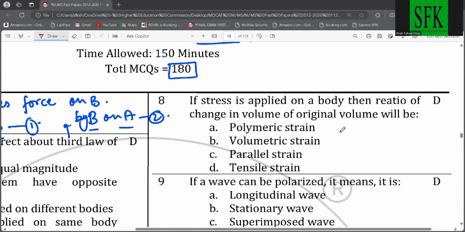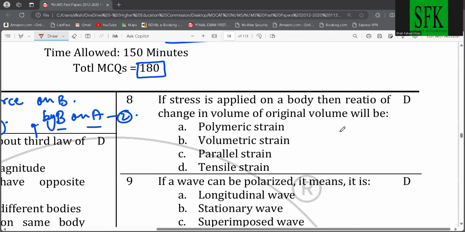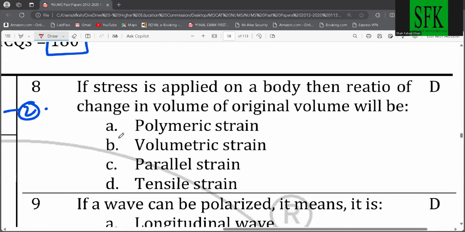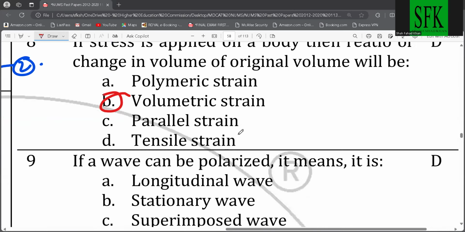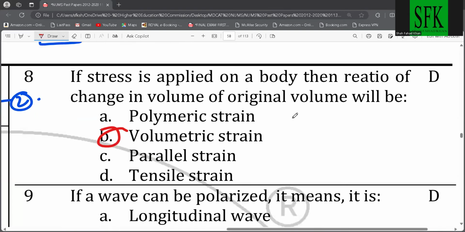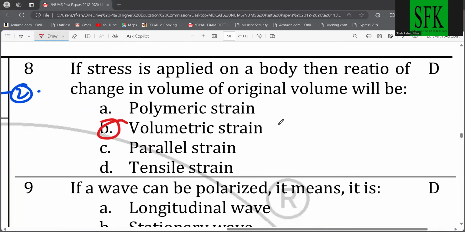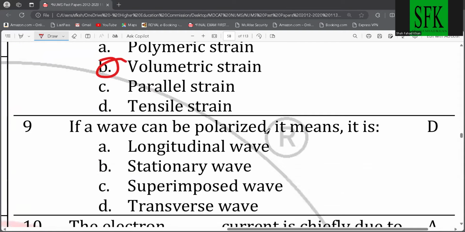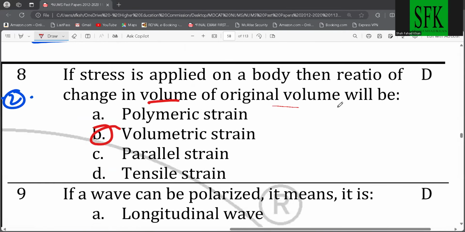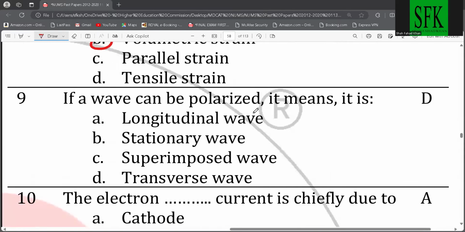When stress is applied on a body, the ratio of the change in volume to the original volume is the volumetric strain. Okay, आगे बढ़ते हैं. वॉल्यूमेट्रिक स्ट्रेन क्या होता है भाई? इसको बल्क मॉड्यूलस भी कहते हैं. बल्क मॉड्यूलस तो मतलब इसके एसोसिएटेड जो मॉड्यूलस होता है बल्क मॉड्यूलस होता है. क्योंकि वॉल्यूम में चेंज आ रहा है ना, change in volume upon original volume. So this is volumetric strain.